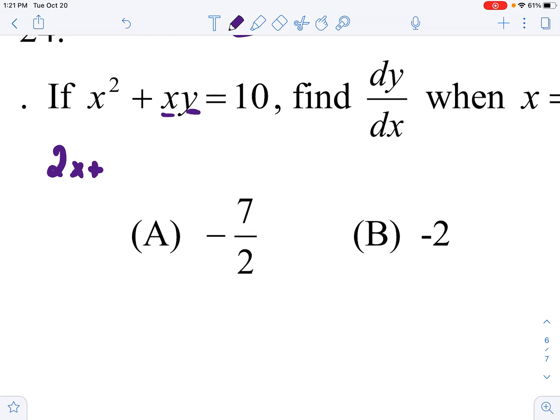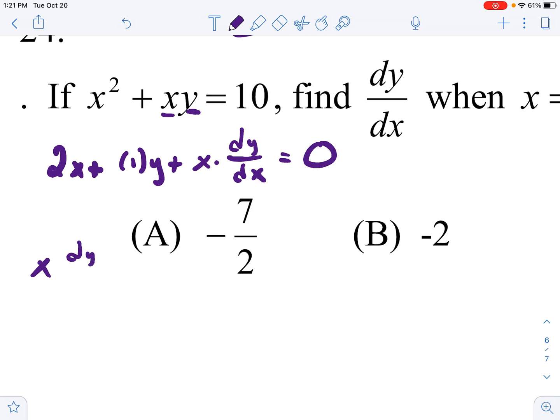Again, we have a little product rule here. Derivative of x is 1 times y, plus keep the x times the derivative of y. On the right-hand side, the derivative of 10 is 0. Okay. I'll work on getting dy dx by itself now. I'll subtract the 2x and the y, and I'll now divide by x.